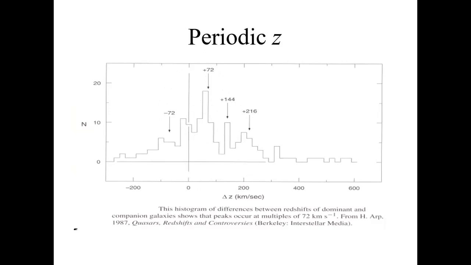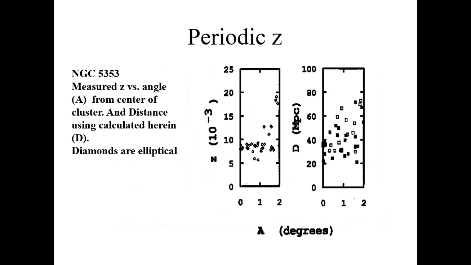This is a problem for standard cosmology. Why should they exist like this? Why should there be these periodic redshift amounts? Here I look at the redshift and distance versus angle from, remember what I said, the center of cells.